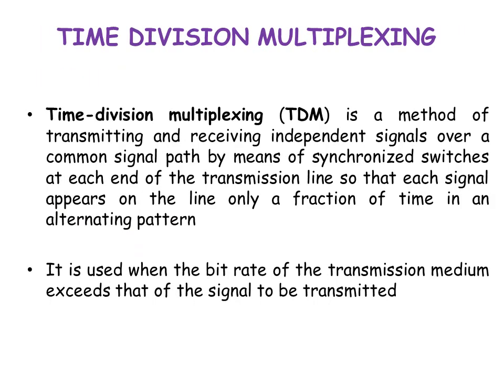As in the earlier classification diagram, multiplexing was basically divided into analog and digital. One type in analog we have studied is frequency division, and one in digital is time division multiplexing. It is a method of transmitting and receiving independent signals over a common signal path by means of synchronized switches at each end of the transmission line, so that each signal appears on the line only a fraction of time in an alternating pattern. It is also used when the bit rate of the transmission medium exceeds that of the signal to be transmitted.